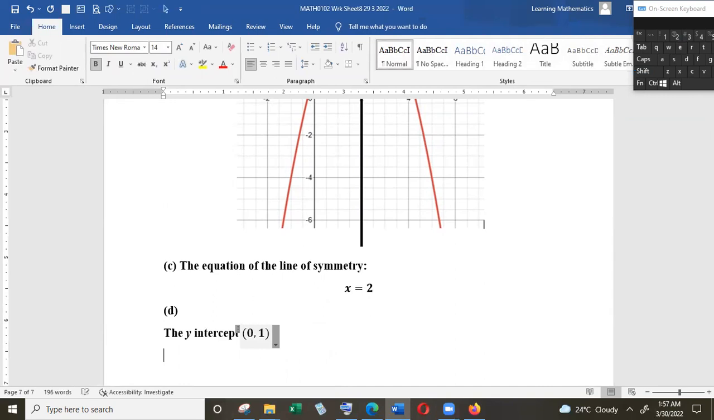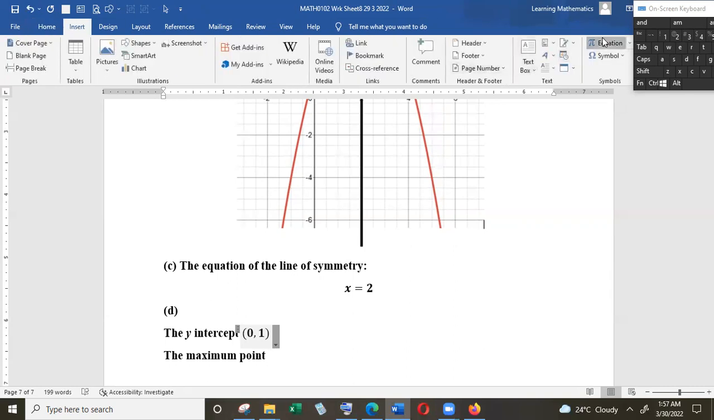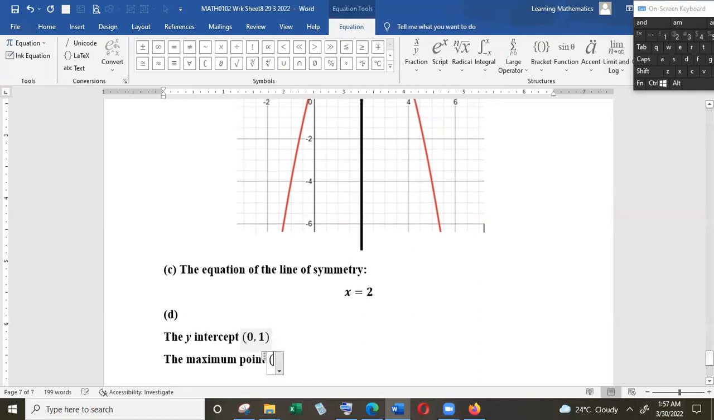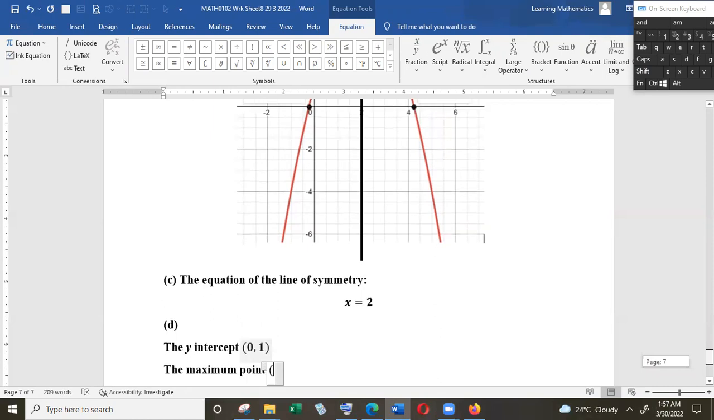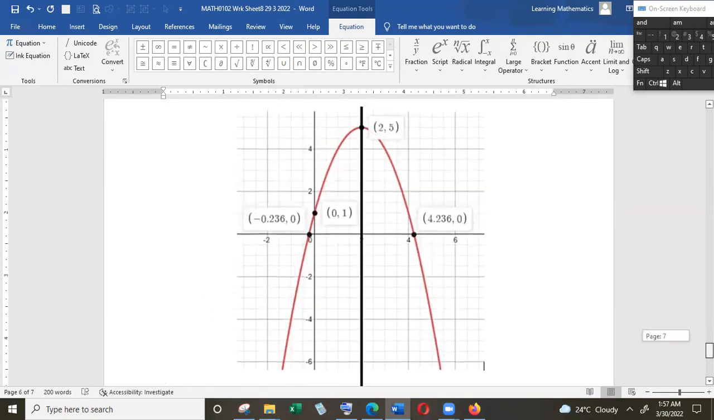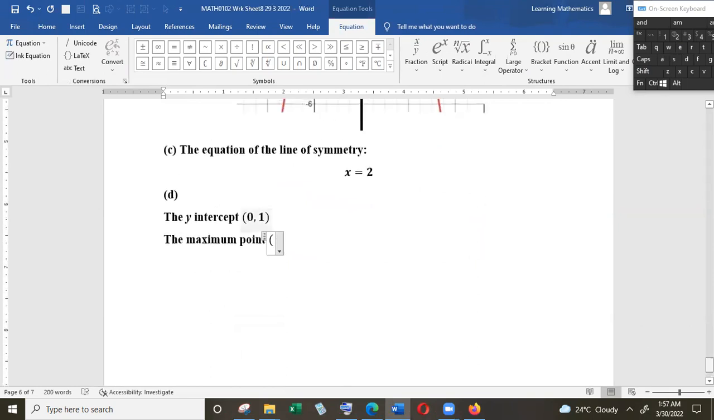And the maximum point. The previous one was minimum point because it was a U shape. But now we have an N shape, so it's maximum point. That's the highest point. And you can clearly see it's 2, 5.